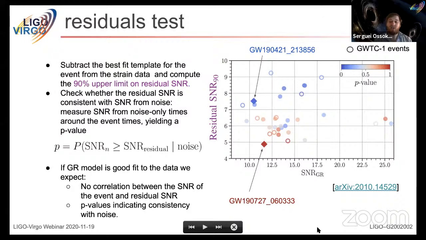The plot on the right shows the residual SNR, so the 90% upper limit, as a function of the SNR of our best fitting template. Here, the two diamonds correspond to the lowest and largest p-values, with blue being the lowest and red being the largest. And the open circles are events from GWTC-1. From this plot, you can see that our first expectation is indeed fulfilled. There's indeed no correlation between the SNR of our GR template and the residual SNR. Next slide, please.